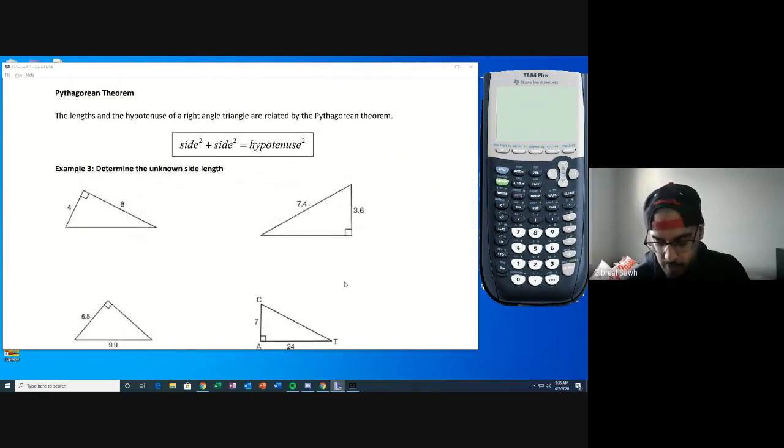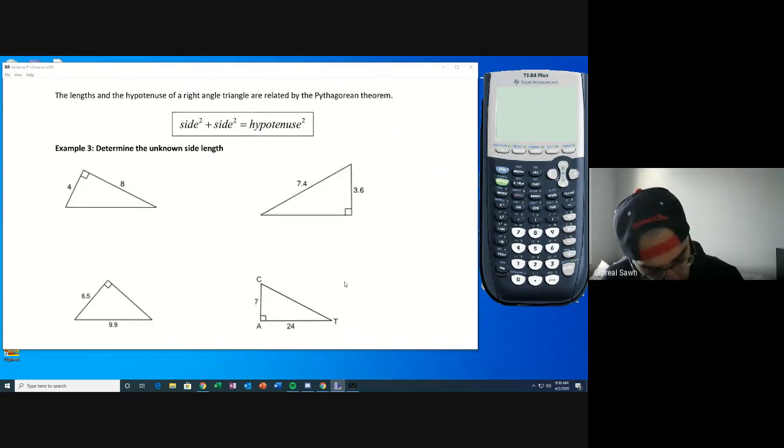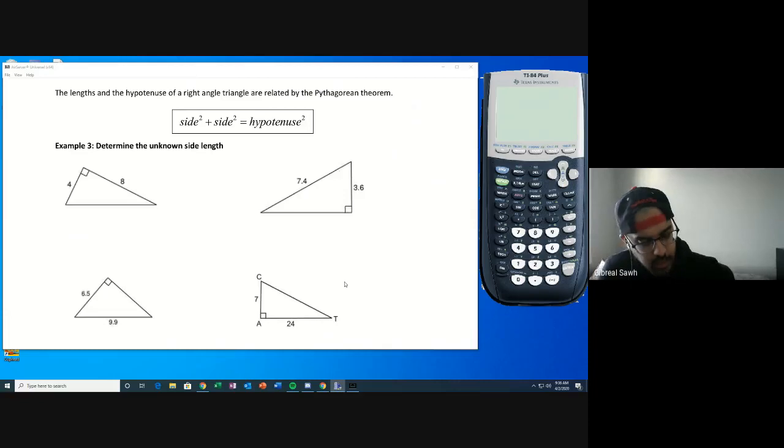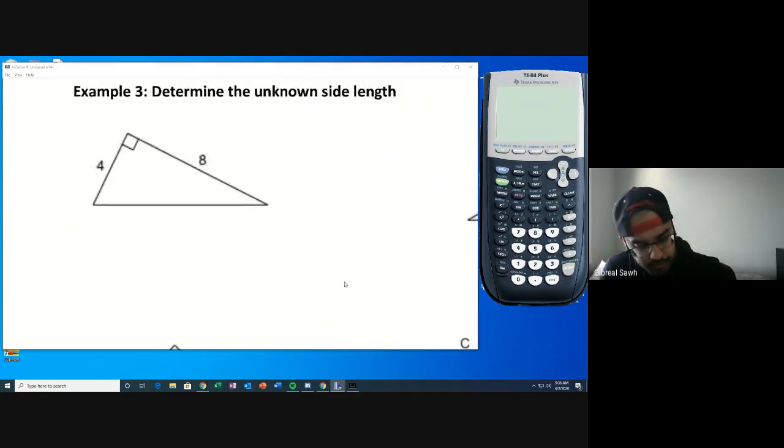Okay, onto the Pythagorean Theorem, which you have looked at before, not totally new. It gives you the relationship between side lengths and a hypotenuse. If you take the side lengths and you square them, add them together, it's equal to the length of the hypotenuse also squared. Okay, we're only going to do maybe just one of these, and I'll leave the other three for you for practice, because again, you're going to have the answers. So take a look at the first one here. Okay, determine the unknown side length.